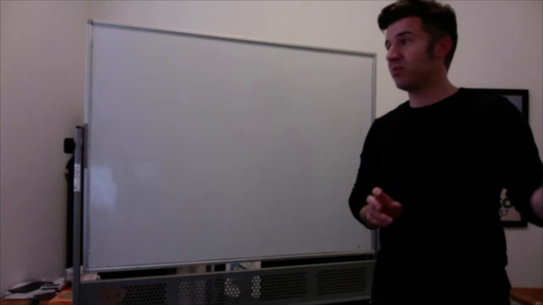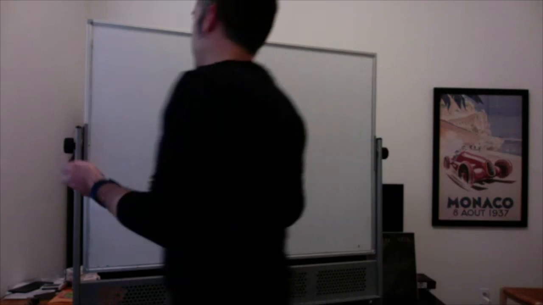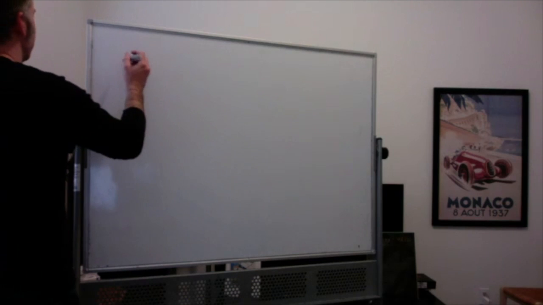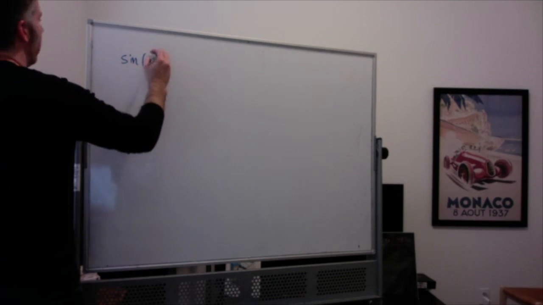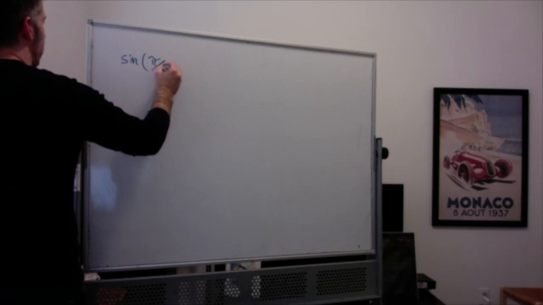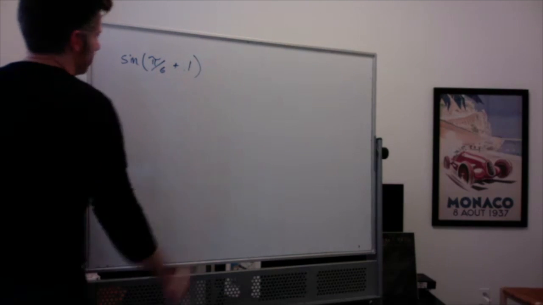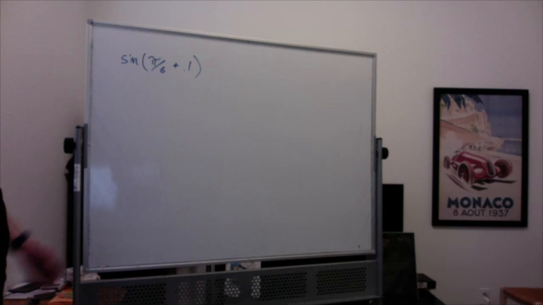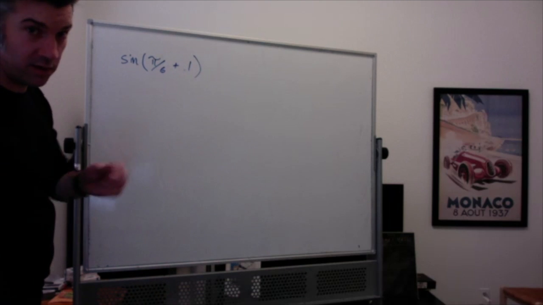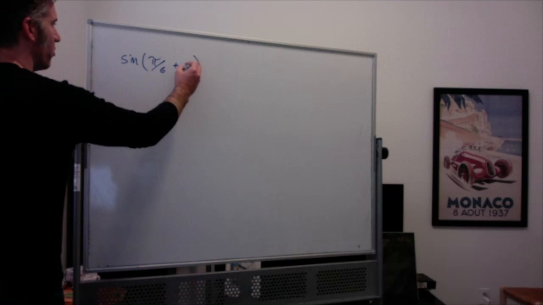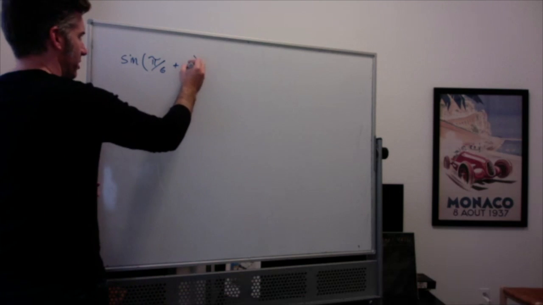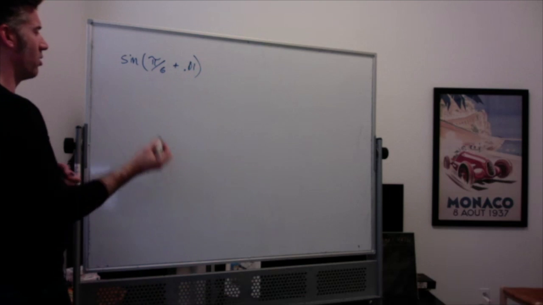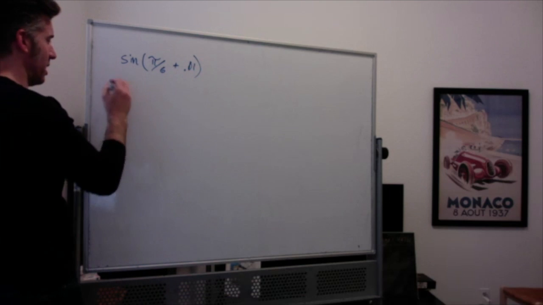But I know someone else asked me a question, like they were asked to approximate something, I don't remember exactly what it was. It was something like sine of pi over 6 plus 0.1. None of that's in degrees, by the way. In this case, you don't really have a huge issue here. I mean, it might have been 0.01, actually.